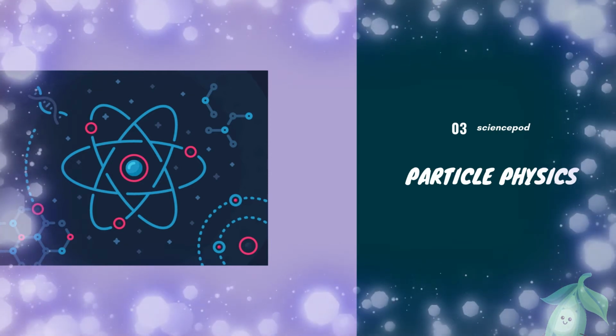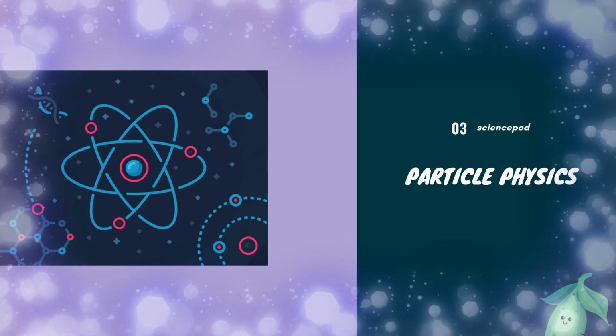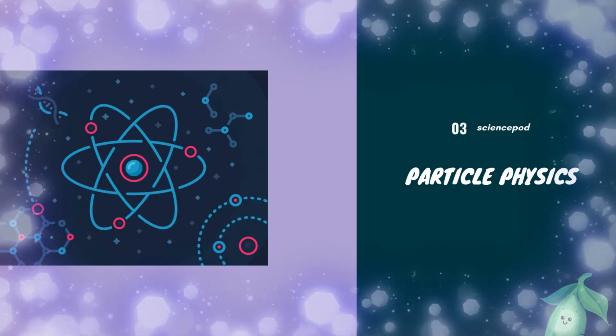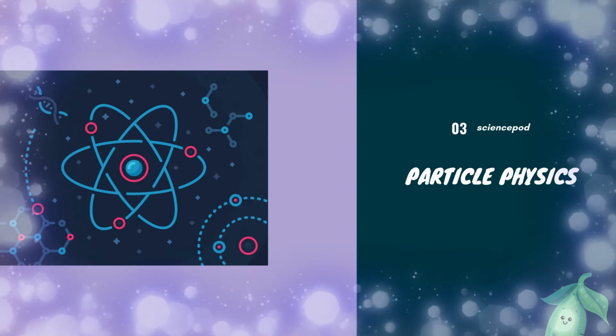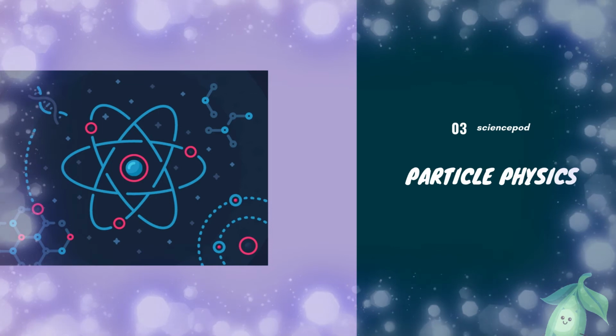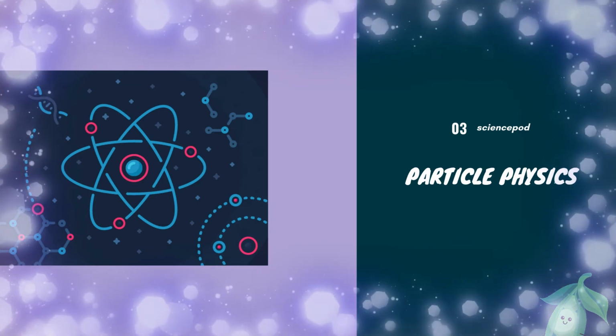I mean, the difference, I guess, between particle and nuclear physics is that particle physics looks at the most fundamental particles, whereas nuclear physics pretty much just looks at what's in the nucleus of an atom. So we're going to get into a bit more detail than that.